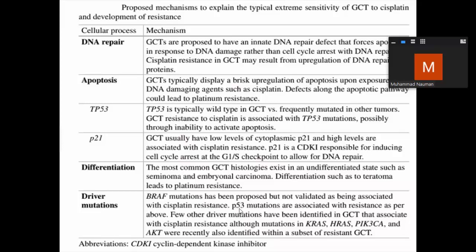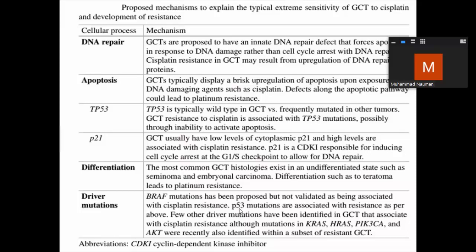P21 is on chromosome 21. It is a cyclin-dependent kinase inhibitor responsible for inducing cell cycle arrest at the G1/S checkpoint to allow for the DNA repair. So this P21 helps in the DNA repair. So when there is a high level of DNA repair, there is no tumorous activity, and when this protein is very low, this might result in the DNA damage or neoplastic ability.